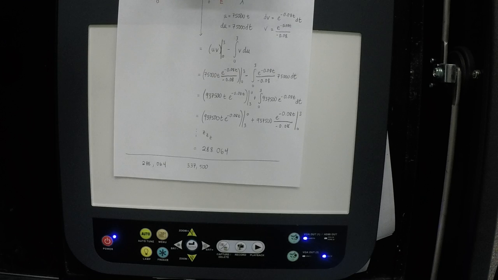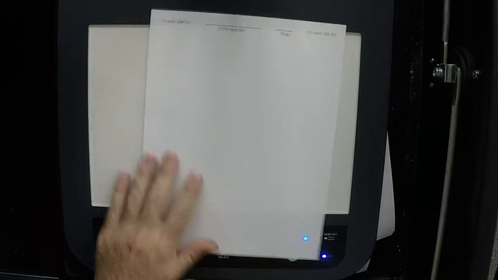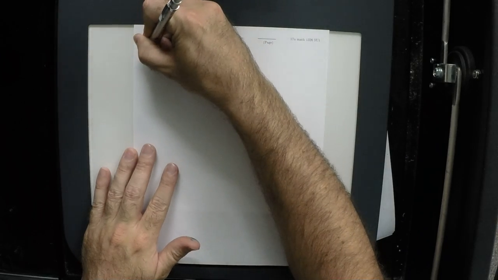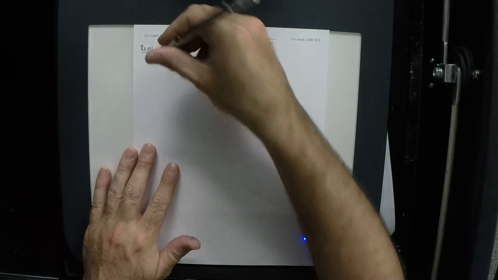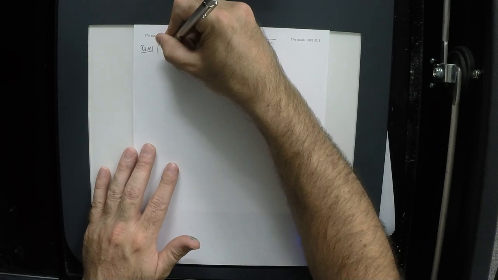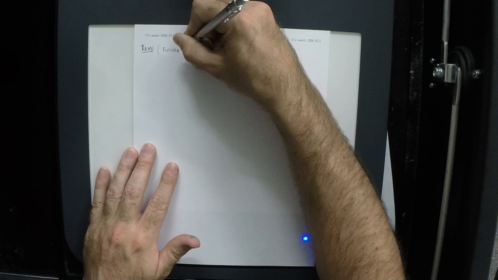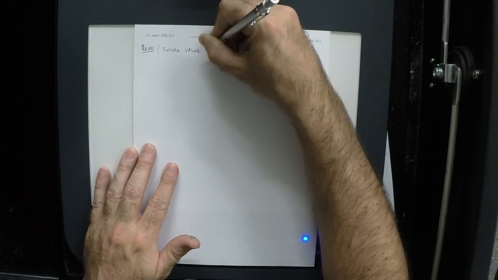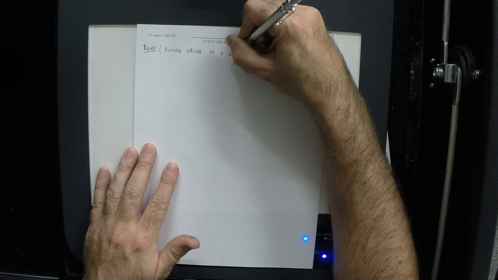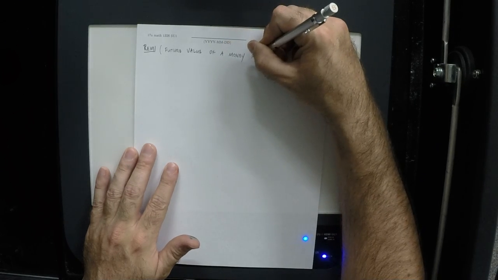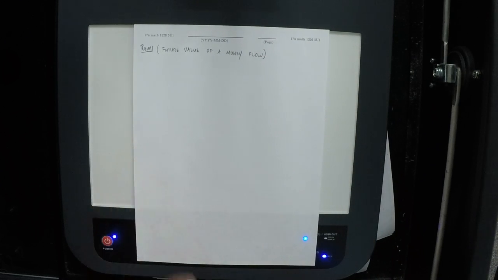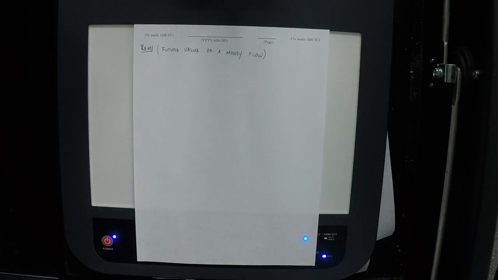Okay, so now we're going to see how to do that. And thankfully, this one is actually mathematically very simple, because it uses a cute little trick. So this is the future value of a money flow. Conceptually, this is like taking the money hose and directing it into a bank.